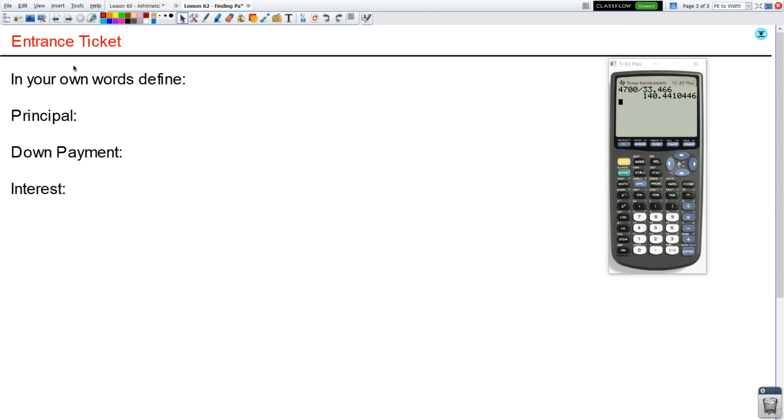Now, for your entrance ticket, in your own words, define what a principal is, what a down payment is, and what an interest is.